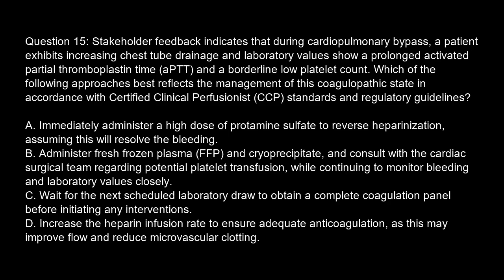Immediately administer a high dose of protamine sulfate to reverse heparinization, assuming this will resolve the bleeding. Option B. Administer fresh frozen plasma, FFP, and cryoprecipitate, and consult with the cardiac surgical team regarding potential platelet transfusion, while continuing to monitor bleeding and laboratory values closely. Option C. Wait for the next scheduled laboratory draw to obtain a complete coagulation panel before initiating any interventions. Option D. Increase the heparin infusion rate to ensure adequate anticoagulation, as this may improve flow and reduce microvascular clotting.